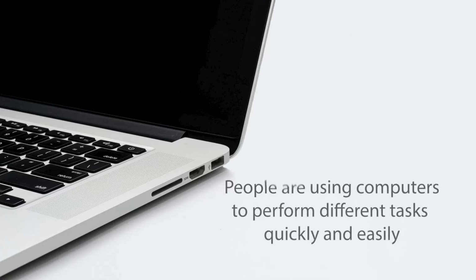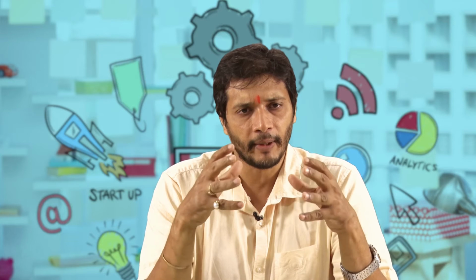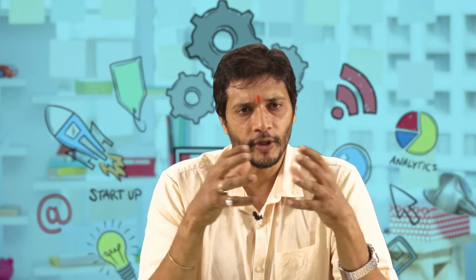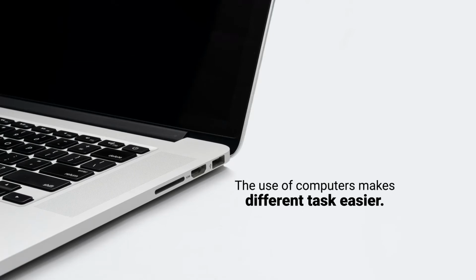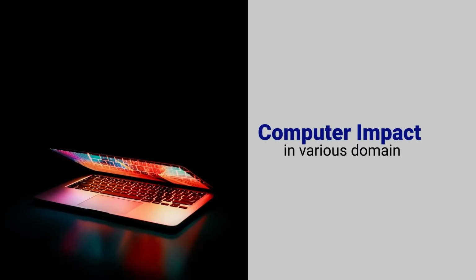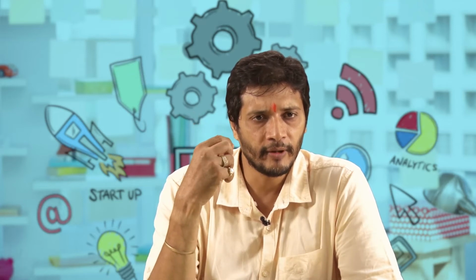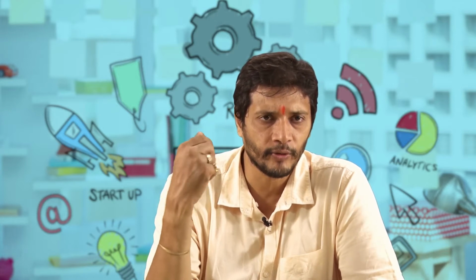Computer is one of the ingredients as far as technology is concerned. So people are using computers to perform different tasks quickly and easily. They can store the data. They can do the particular job in multiple ways. And due to storage, no repetition is there. So the use of computers makes different tasks easier. As far as speed is concerned, if you want to be quite speedy, you require the use of computers, because manual work has certain constraints, and the computer is much faster as compared to other things.